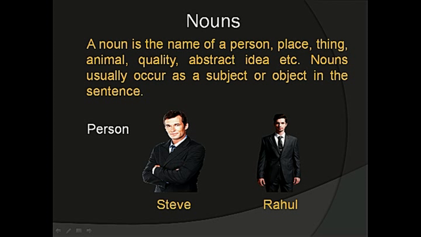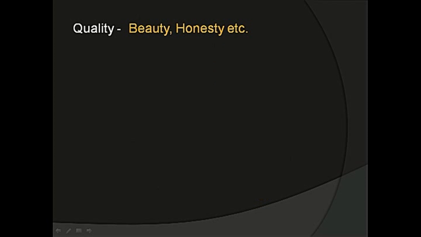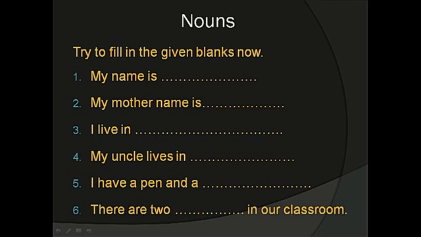Nouns. A noun is the name of a person, place, thing, animal, quality, abstract idea, etc. For example, Steve, Rahul. Steve is the name of a person, so it's called a noun. Place. We see the example of London and Amritsar. These are the names of places. They are also called nouns. The name of things. Two examples given there: fan, chair. In quality or abstract noun: beauty, honesty. Dear students, now it's your turn to fill these blanks.